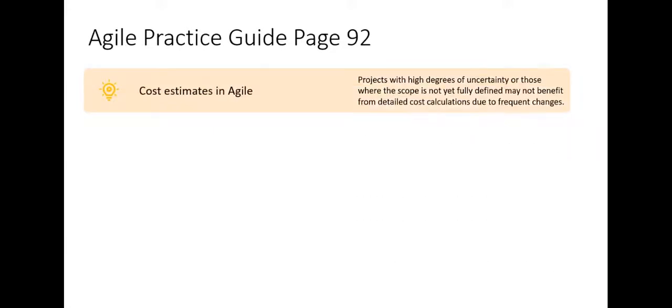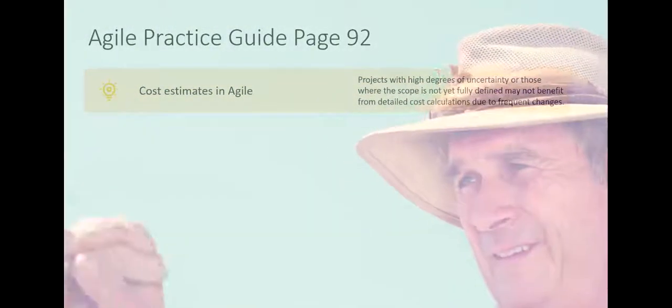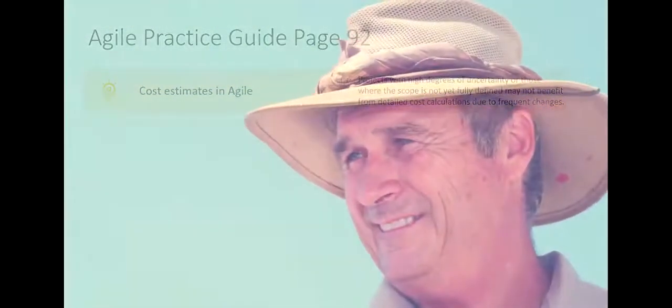Cost estimates in Agile need to be kept lightweight because projects with high degrees of uncertainty or those where scope is not yet fully defined may not benefit from detailed cost calculations due to frequent changes. Now, let's think about this for a second, where the scope is not yet fully defined. In Agile projects, we know that scope is not fully defined because it is change driven.